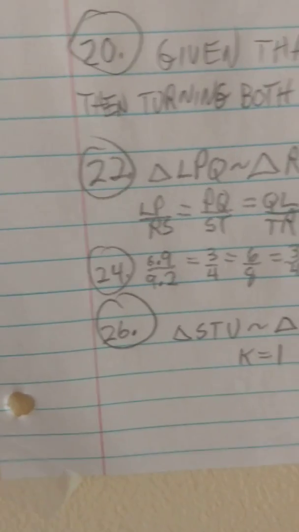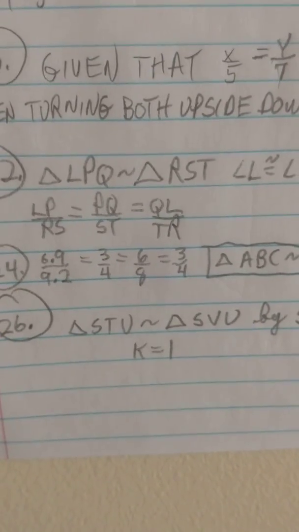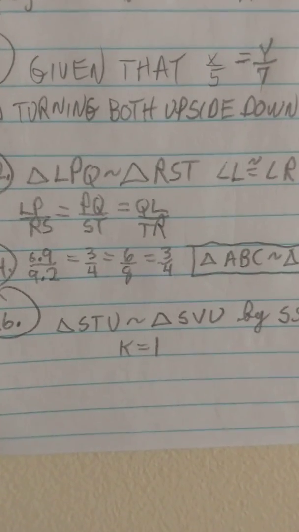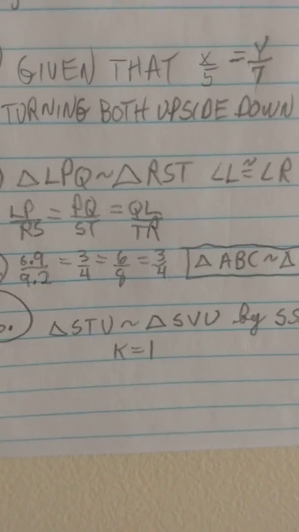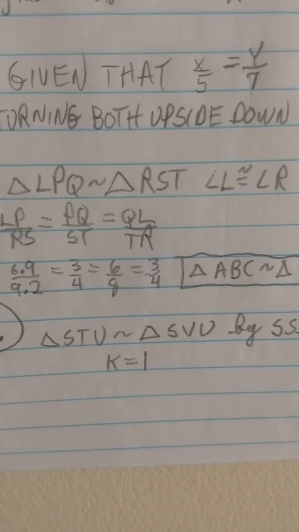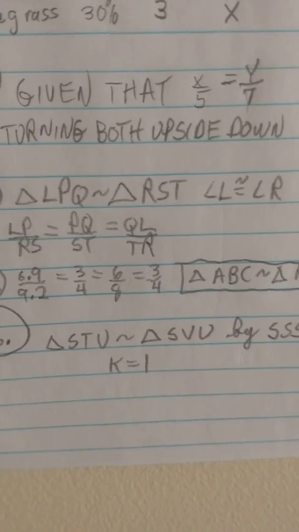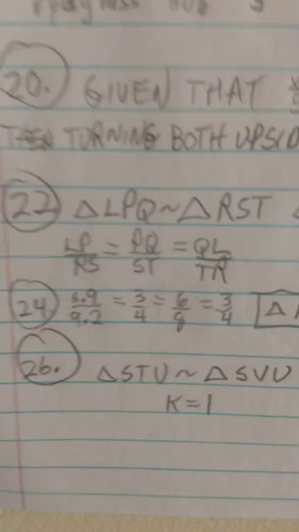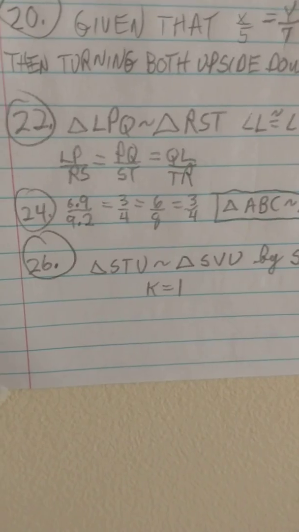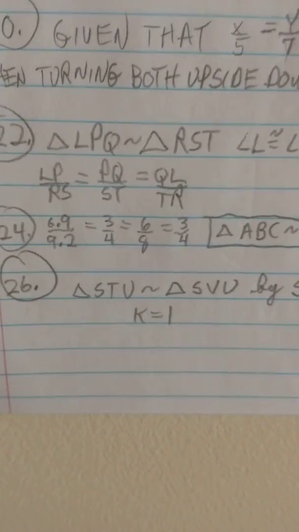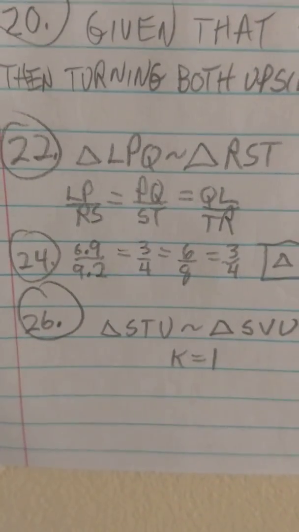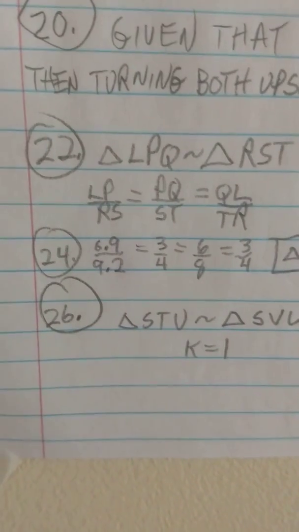And of course, my proportion is LP over RS is equal to PQ over ST, the second and third, equals QL, the first and the third, over TR, the first and the third. And that's my statement of two triangles being similar, that the corresponding angles are congruent and the sides are all proportional.